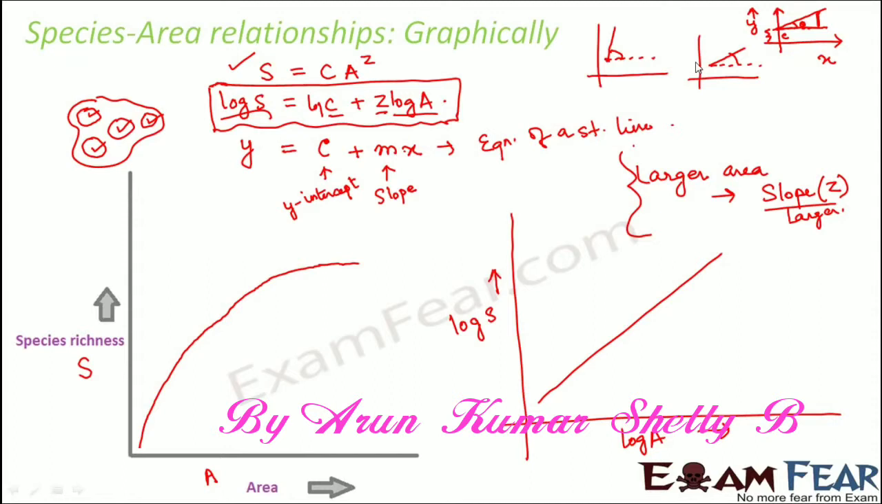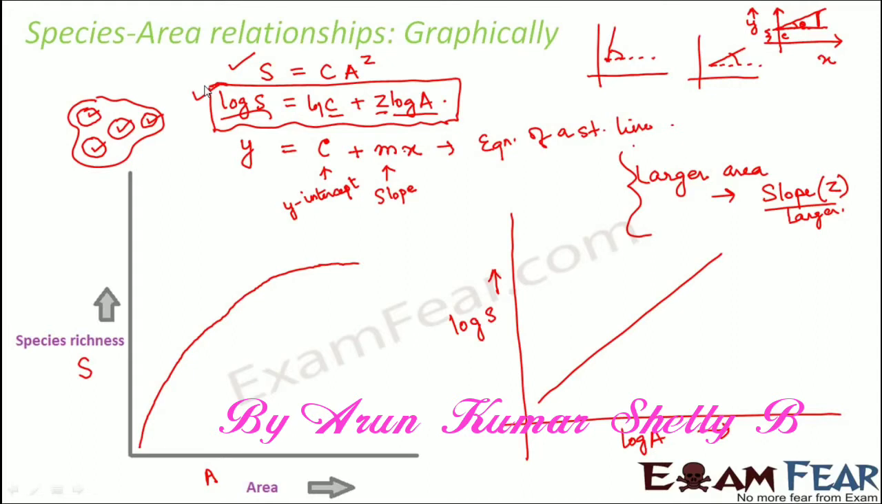So I hope this concept of species area relationship is clear. Now the concept is quite simple. You just need to know this relationship. Once you know this, all you have to do is apply the concept of equation of a straight line to this equation, and you will be able to analyze or interpret the results really well.